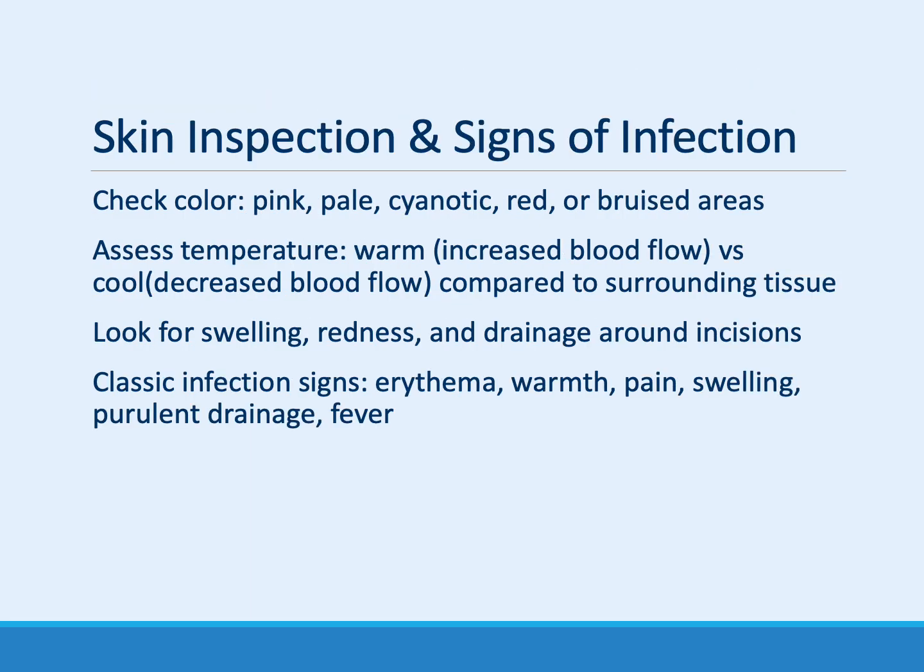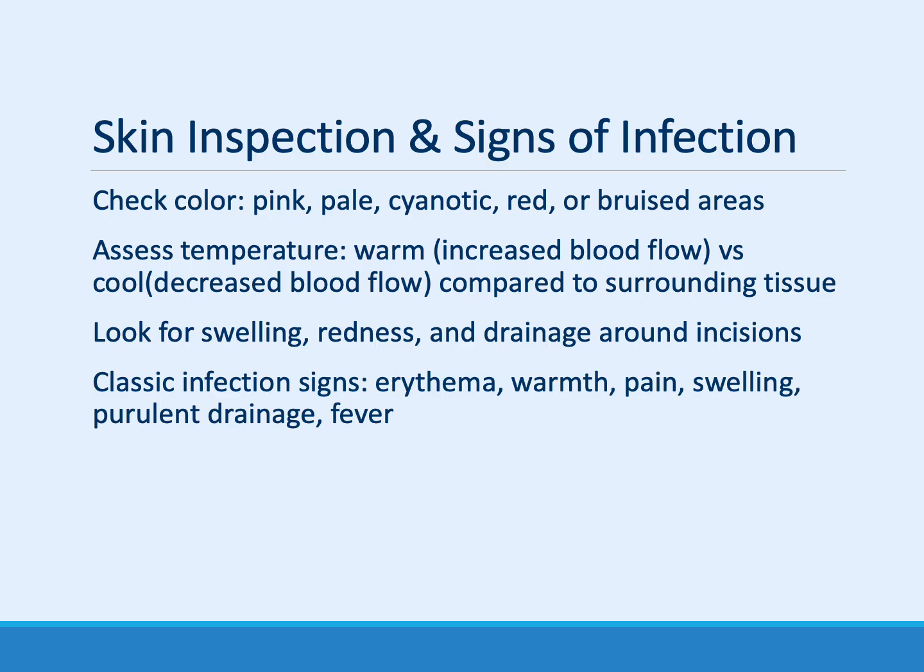So we would start any integumentary assessment looking at the overall skin condition. So we'll note color, whether it's pink, pale, cyanotic, red, or bruised. Check temperature to see if there is warmth or coolness. Warmth can suggest inflammation or infection, and coolness can signal poor blood flow or perfusion. Look for edema, rashes, scars, and any areas of breakdown.